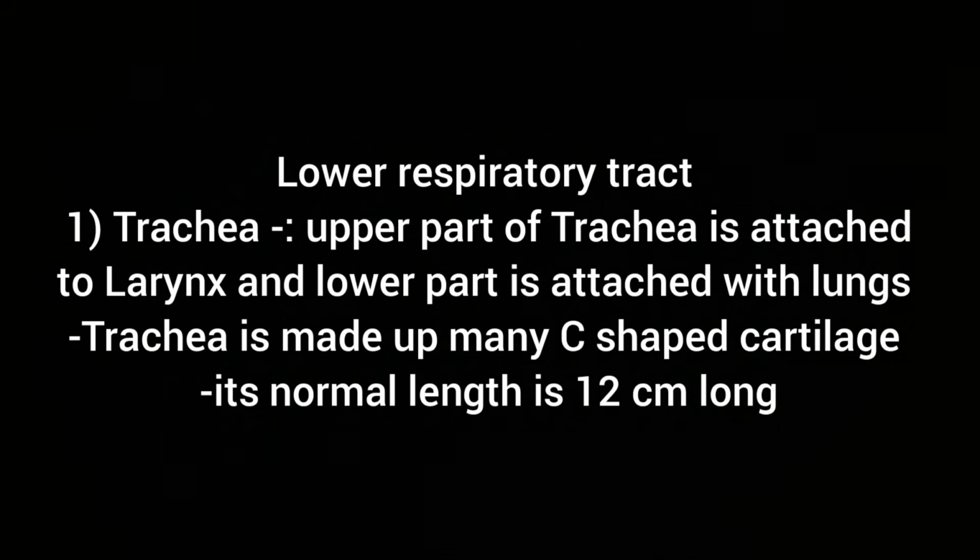Lower respiratory tract. पहिलं trachea. The upper part of the trachea is attached to the larynx and the lower part is attached to the lungs. Trachea is made of many C-shaped cartilages. Its normal length is 12 cm.